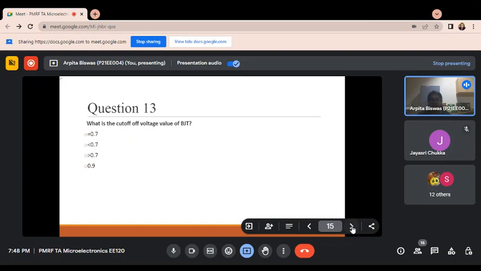Next we are moving towards question number 13. What is the cutoff voltage value of BJT? The first option is equal to 0.7, the second option is less than 0.7, the third option is greater than 0.7, or the fourth option is 0.9. So what is the right answer? The cutoff voltage value of BJT. Less than 0.7, ma'am.